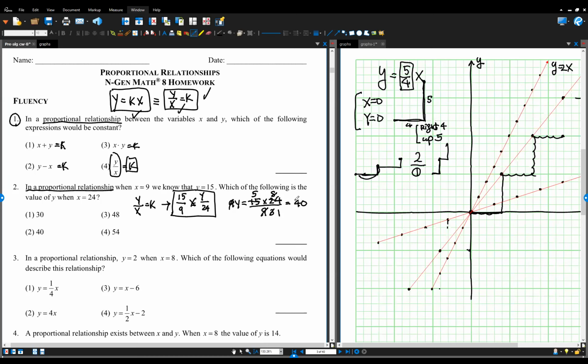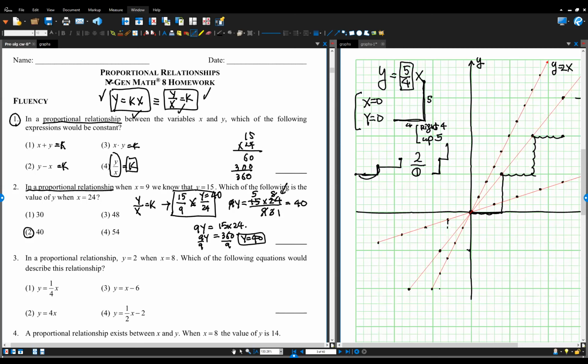Can you do it this way? Or are you confused? 9y equals 15 times 24. What is 15 times 24? It's 360. So 360 equals 9 times y. When you divide by 9, y equals 40. So you multiply, then you divide, and you get the answer. Before you multiply the numbers, you can simplify to make it easy, not a big difference. So when x is 24, the value of y should be 40.